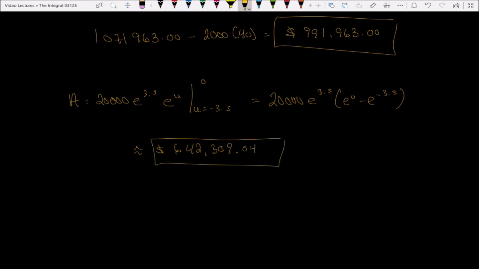$642,309.04. In other words, waiting 5 years will cost us about $430,000 in retirement. And that's just waiting 5 years. Imagine if you had waited 10 years, how much money you would lose.